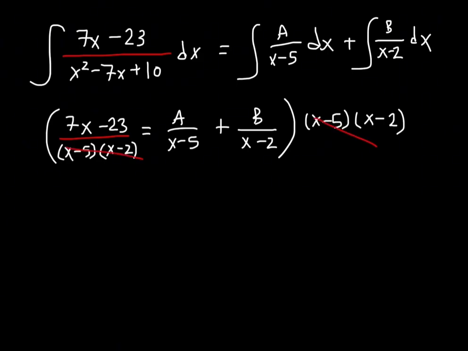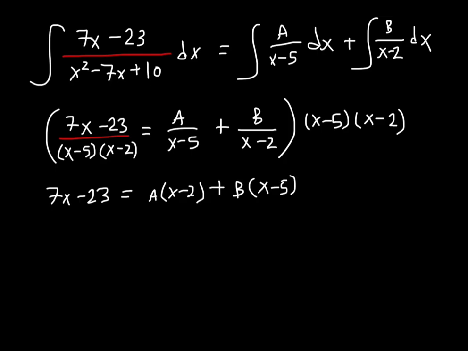So these cancel out, leaving us 7x - 23 equals, and for this one, the (x - 5) and (x - 5) cancel out, so we have A times (x - 2) plus, and then for this, the (x - 2) and (x - 2) cancel, and we're multiplying by this, so B times (x - 5). And now what you have to do is plug in some x value that'll make A or B 0, so then you can solve for it.